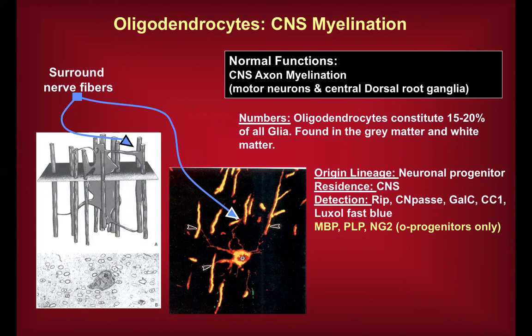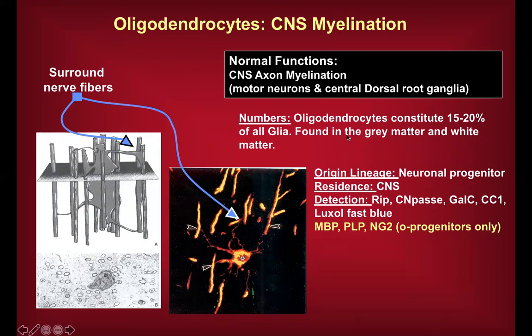Those of you who are non-neuroscientists, oligodendrocytes are specialized. And here's a picture of one. So you see one oligodendrocyte here wrapping multiple axons. These linear tracks here are the axons. Oligodendrocytes constitute about 15 to 20% of all glia. They're found in the gray matter and the white matter.